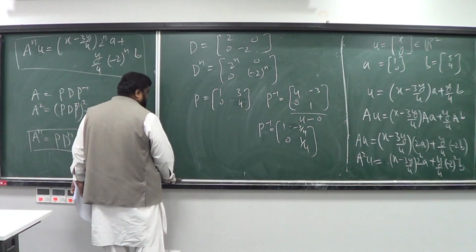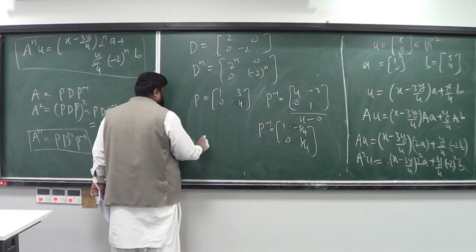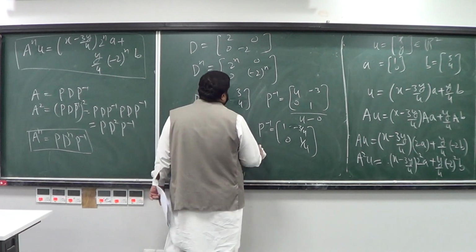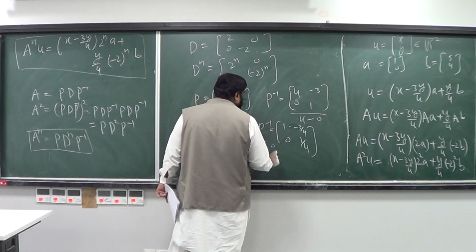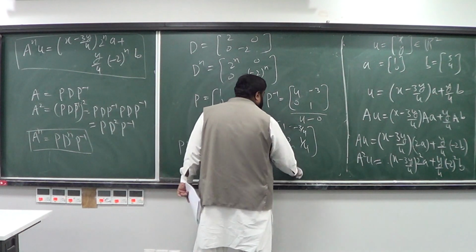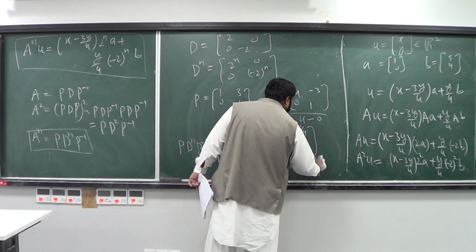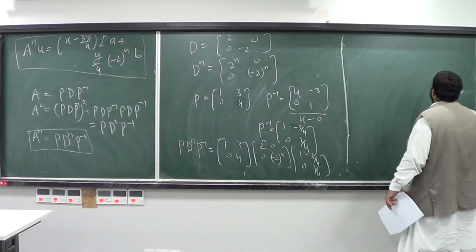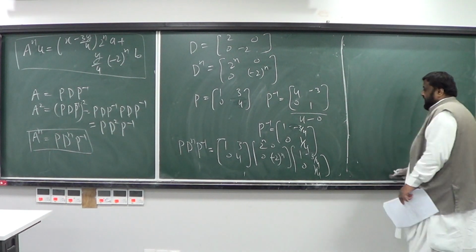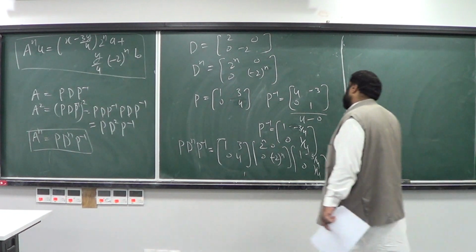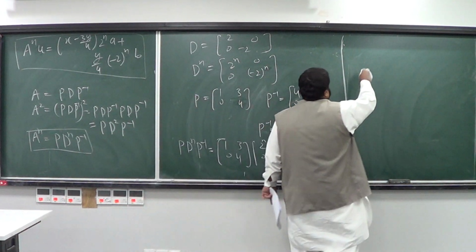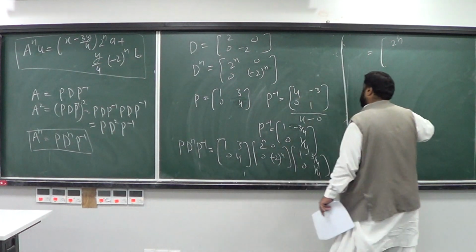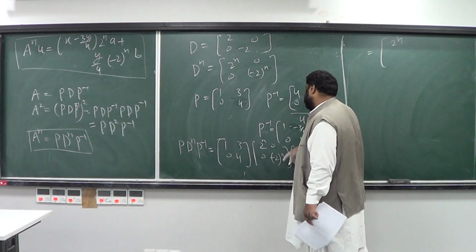So if you compute, for example, P D power n P inverse, this is going to be 1, 3, 0, 4 times 2 power n, 0, 0, negative 2 power n, times 1, negative 3 over 4, 0, and 1 over 4. If you simplify this, you will see that we reach precisely the same conclusion. And what would that be? If you take this row and multiply with this, the first product will become 2 power n. Then take the same row and multiply with the second column.